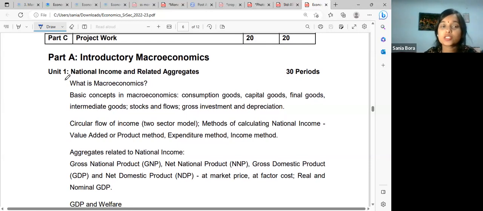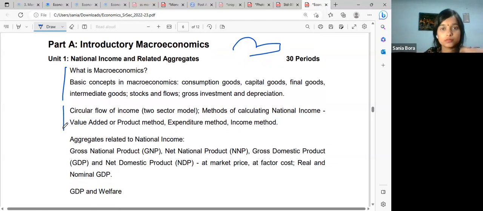In the first one, we are going to study what macroeconomics is, the basics of macroeconomics: consumption goods, capital goods, final goods, intermediate goods, stock and flow, gross investment, and depreciation. These are the concepts of macroeconomics. For example, if you want to study a car, you should know that it has an engine, wheels, a window, and so many things. Similarly, macroeconomics has various concepts like consumption goods and capital goods. You should know what they are. The entire thing we are going to study.